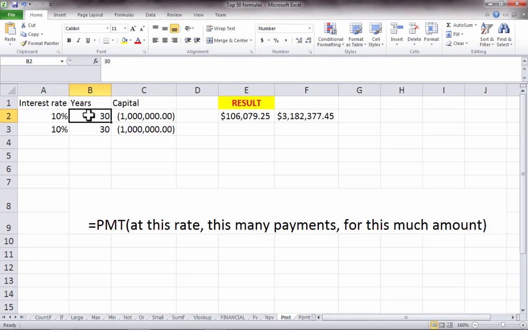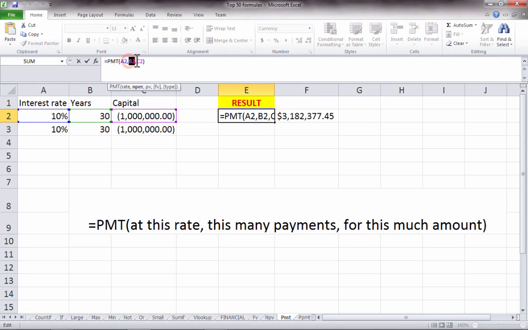You're spreading it over 30 years, and then you have a loan of $1 million. So what it does is we pass in the rate first, how many payments, let's say how many years in this case, and then what is the loan amount or the capital that you're loaning. So it's telling you that for each year you need to pay $106,000. Okay, so let's try it out over here.